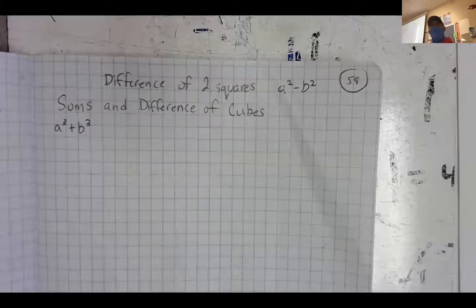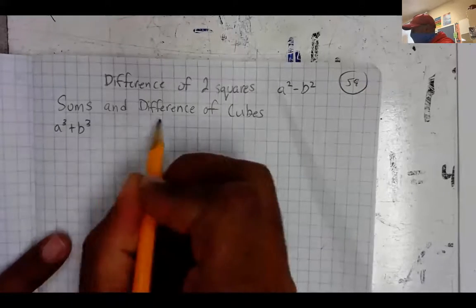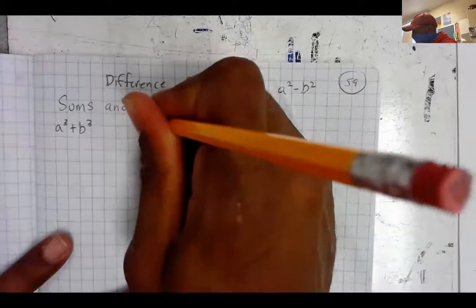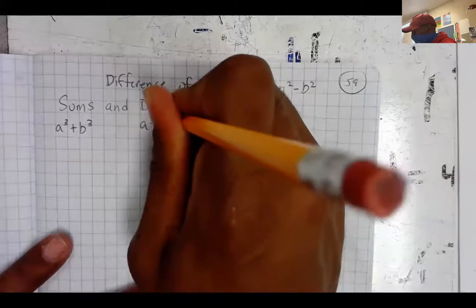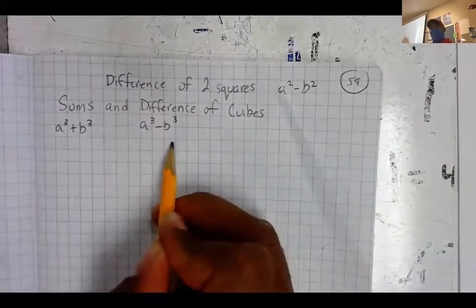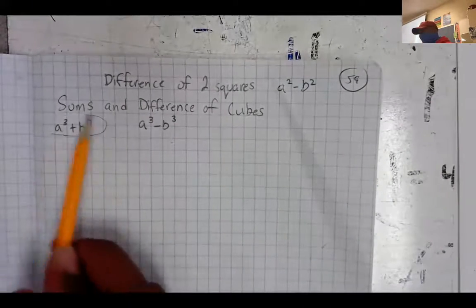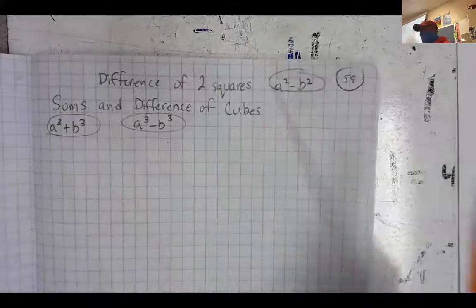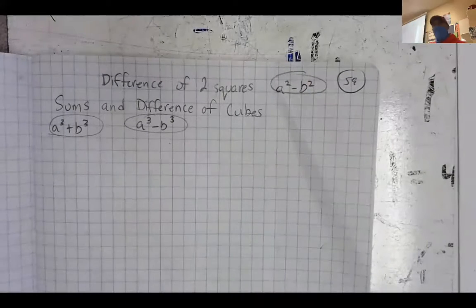This, okay? And then, or a difference is where you have two perfect cubes and you subtract them. So those are the three different examples that we're gonna see in the lesson today.